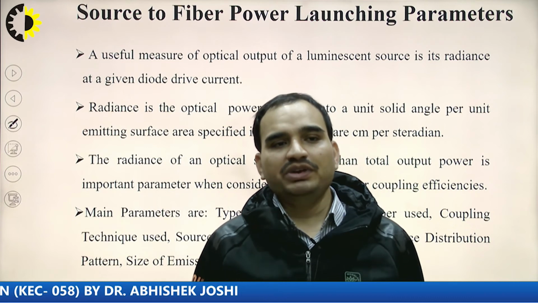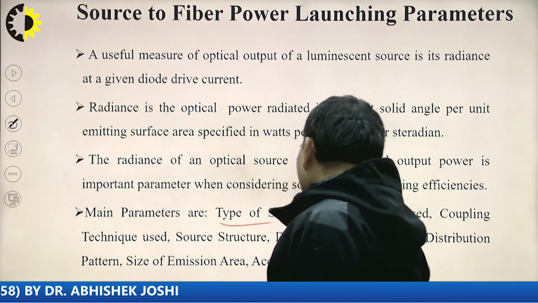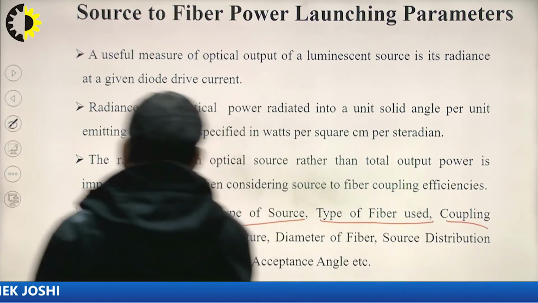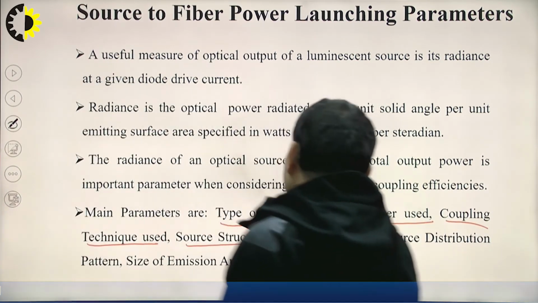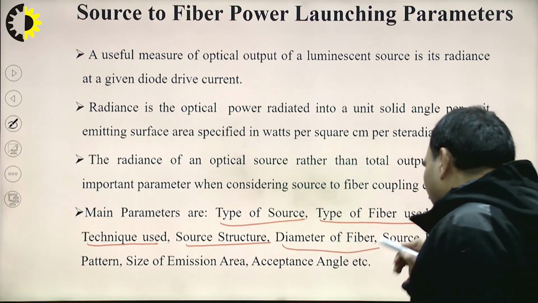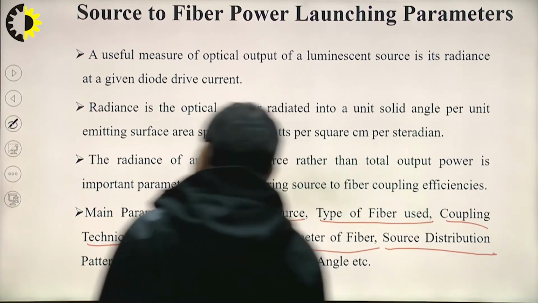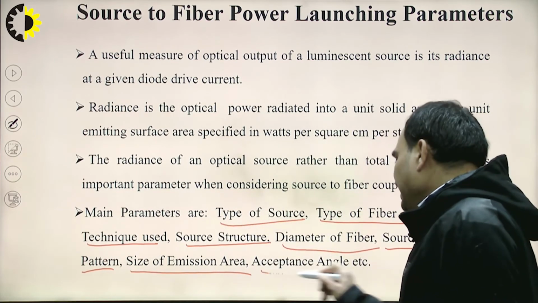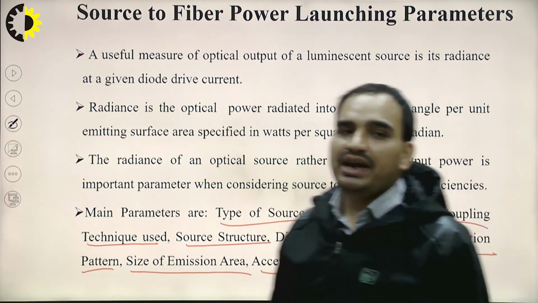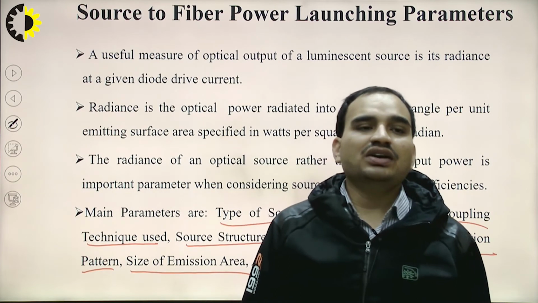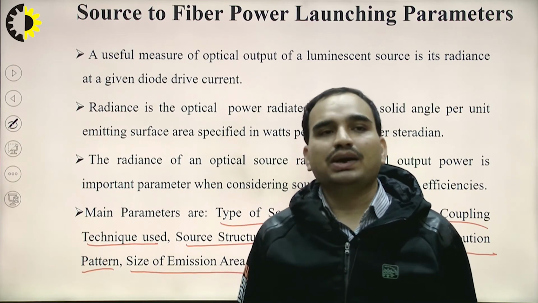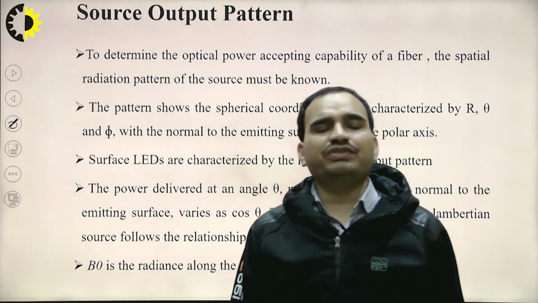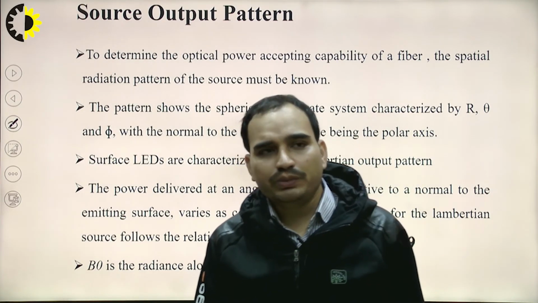So the main parameters are the type of the source, the type of the fiber used, the coupling technique used, the source structure, the diameter of the fiber, the source distribution pattern, the size of the emission area, and the acceptance angle. These are the parameters we have to consider for defining the coupling or the power launching. Let's discuss the first parameter, that is the source output pattern.